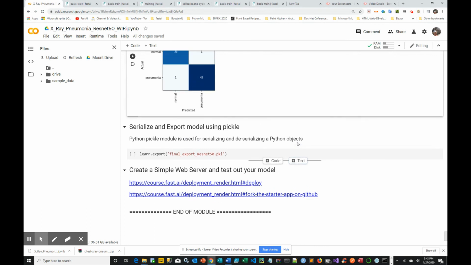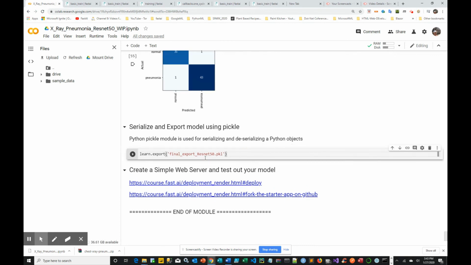And finally, you can save your model for export, so you can use it in other environments by using learn.export and then save it with a pickle extension. A pickle is like a serialized result. This will pack up your whole model, all the weights, everything, and put it into this file.